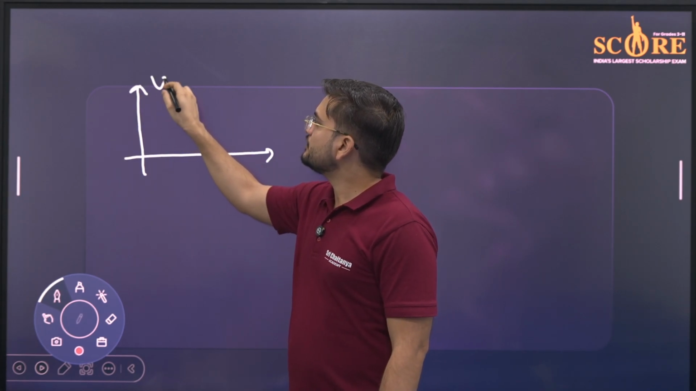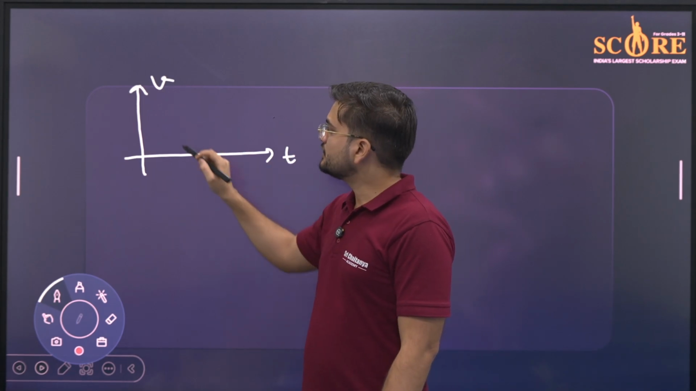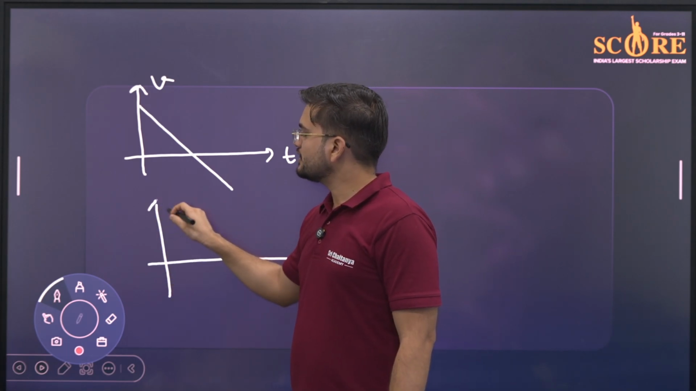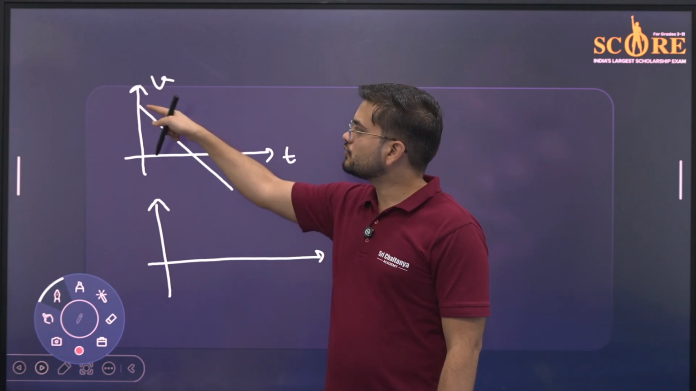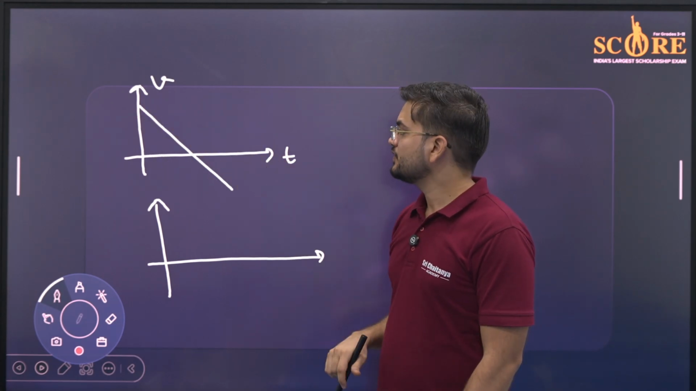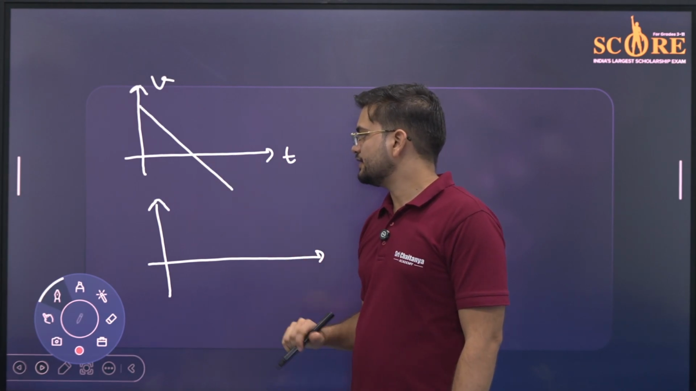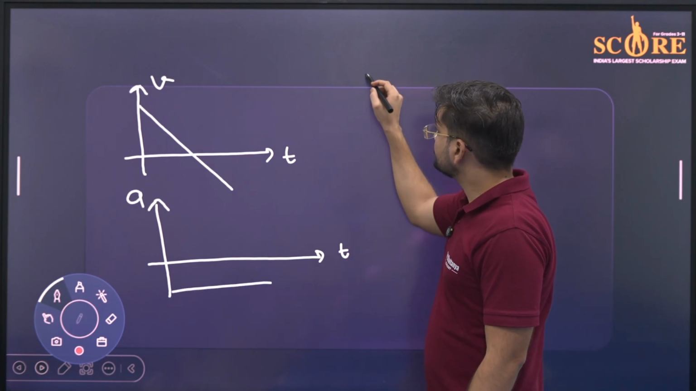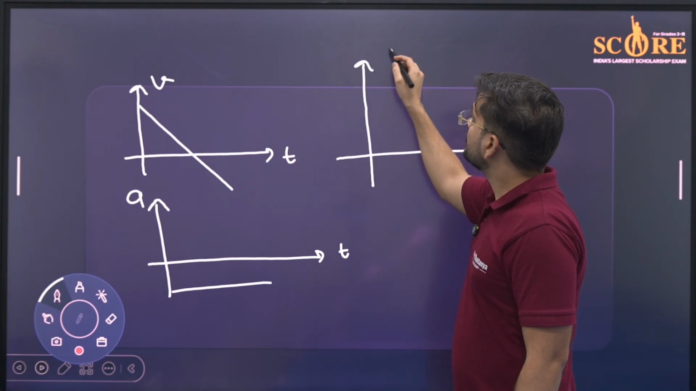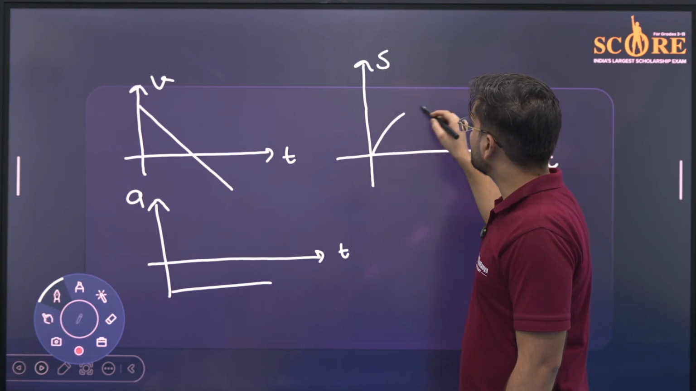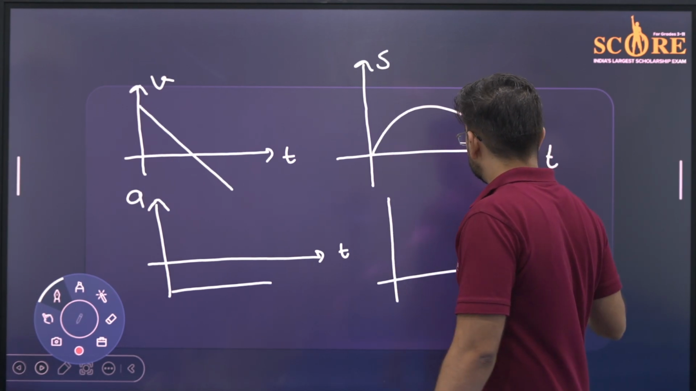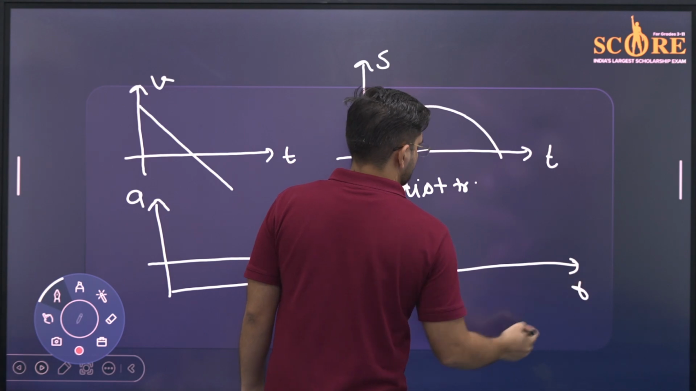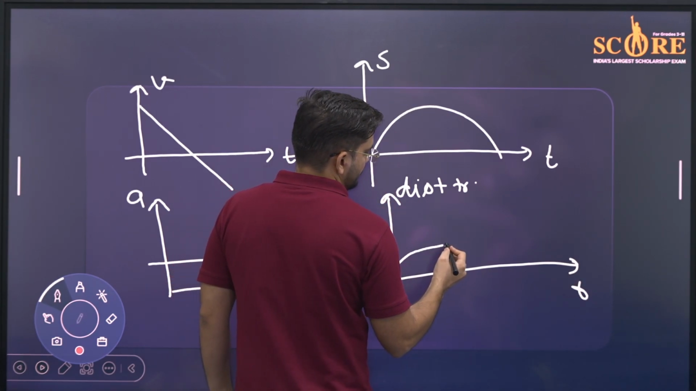First, velocity versus time graph. Velocity versus time graph will be like this, because acceleration is negative and constant, so the slope of the velocity versus time graph will be negative and constant. If a versus t, then it will be like this. Displacement versus time, it will be like this, and distance traveled versus time, the graph will be like this.